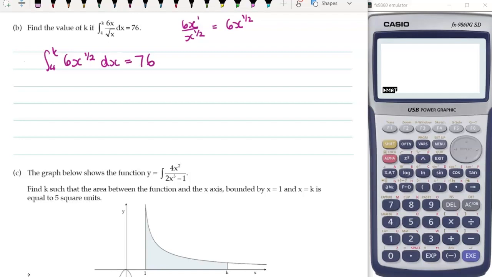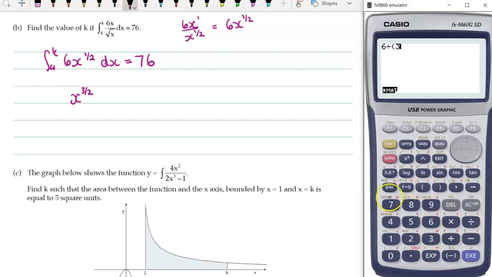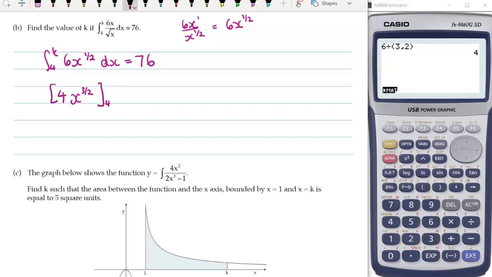So if we integrate 6x to the half, we are going to raise the power by 1, so that'll be x to the 3 over 2, and then divide by the new power. So 6 divided by 3 over 2 is going to be 4. Now we pop that into a definite integral between 4 and k, make it equal to 76.